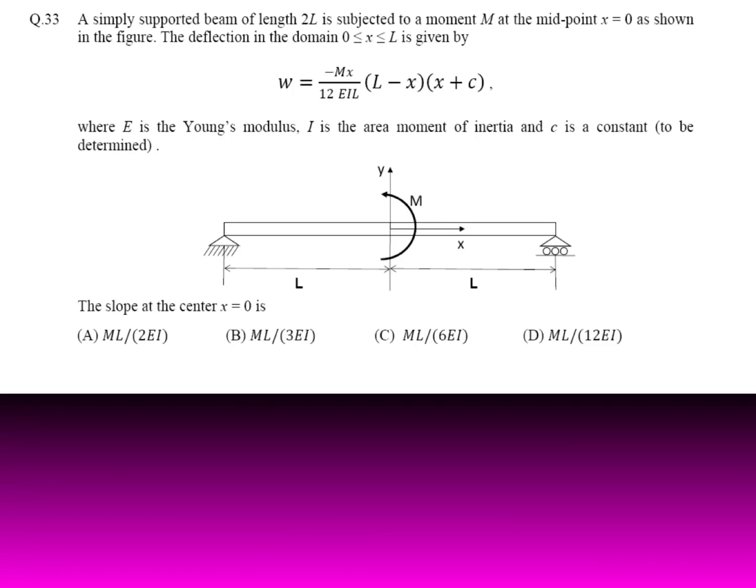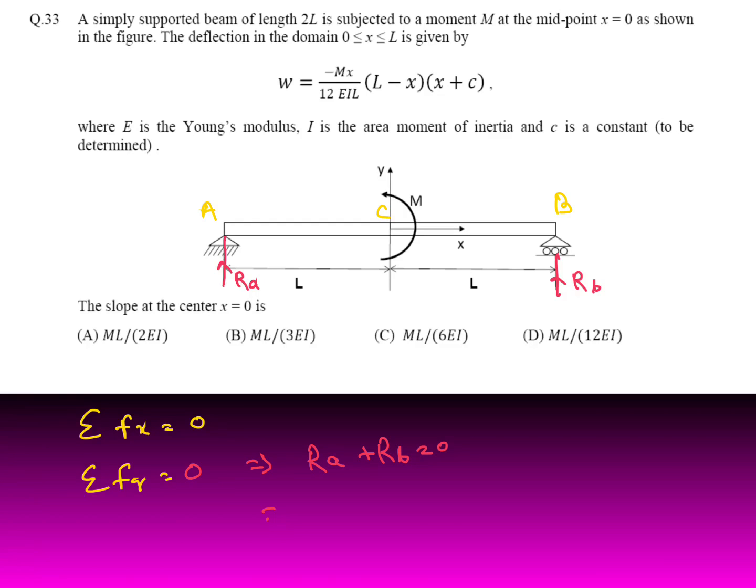Here we will use the moment area method. So first we will calculate the reactions. For the horizontal reaction, the summation of all horizontal forces should be 0. Here there are no horizontal forces. Then for vertical forces, mark the points A and B, then center C. You will get two reactions, RA and RB. Summation of vertical forces is equal to 0, so RA plus RB equals 0. Both are unknown. RA is equal to minus RB.